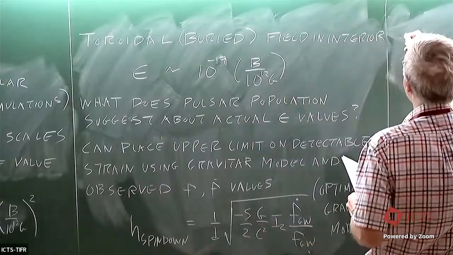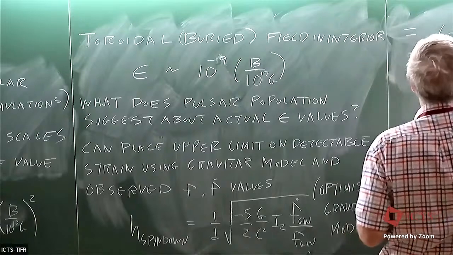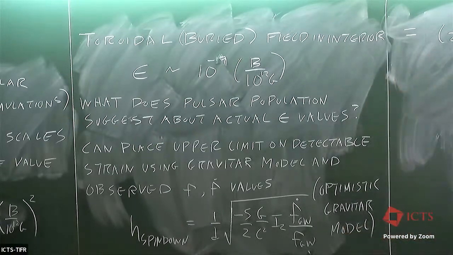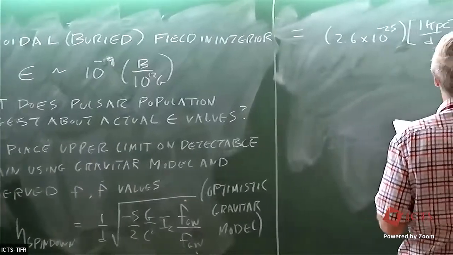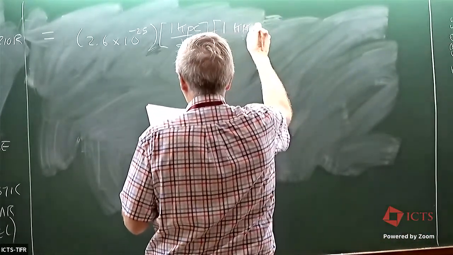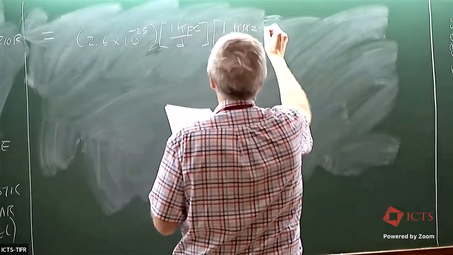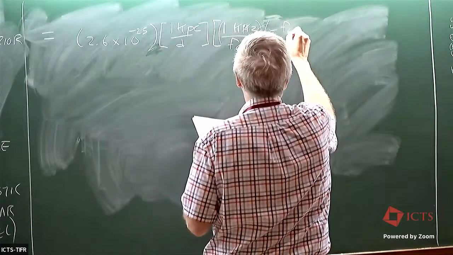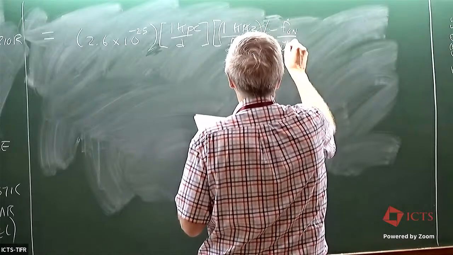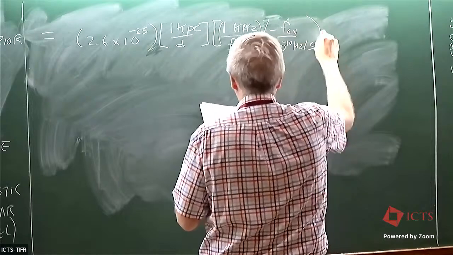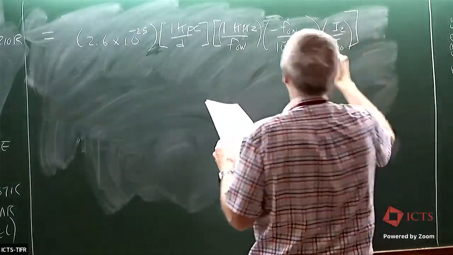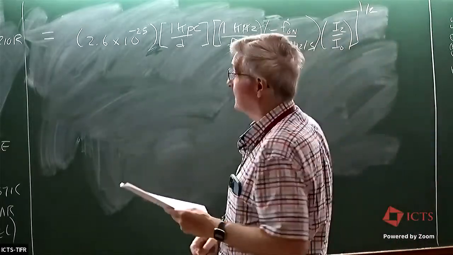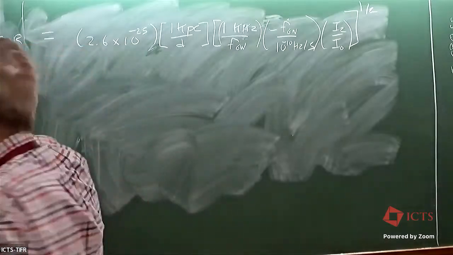Okay, so if we plug in some numbers, then we get 2.6 times 10 to the minus 25, which is still a pretty big value by modern standards of searches, times 1 kiloparsec over the distance to the source, times 1 kilohertz over FGW, times minus FGW dot over, I'll choose, 10 to the minus 10 hertz per second, and then I_Z over our nominal value I naught that I gave you earlier, all of that raised to the 1/2 power. Okay, so again, that gives you some sense of what you might expect under these assumptions.